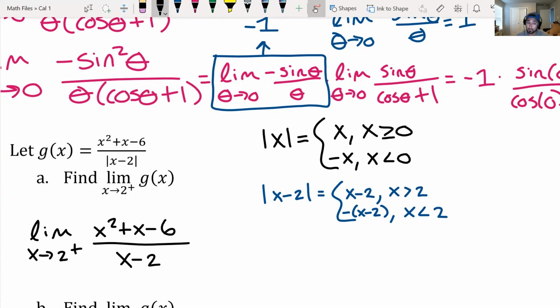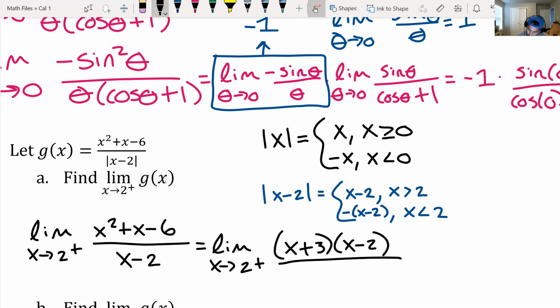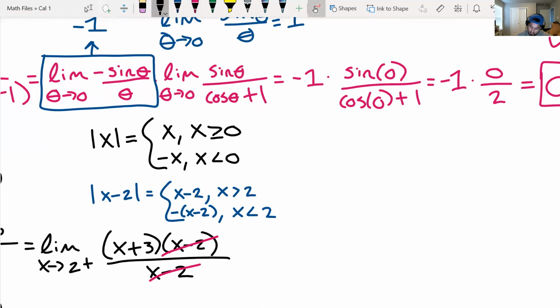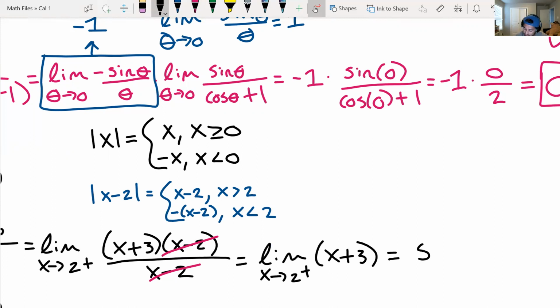So this means that we're going to have to factor the numerator, and you'll get the limit as x approaches 2 from the right of, what is that, x plus 3 times x minus 2 over x minus 2. And then you see that your x minus 2s cancel, and we get the limit as x approaches 2 from the right of x plus 3, where it is now safe to plug in 2, and we'll get that the limit is 5.